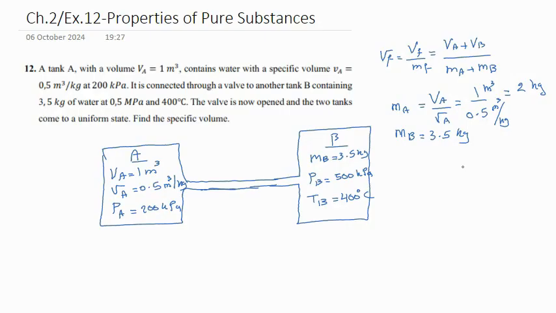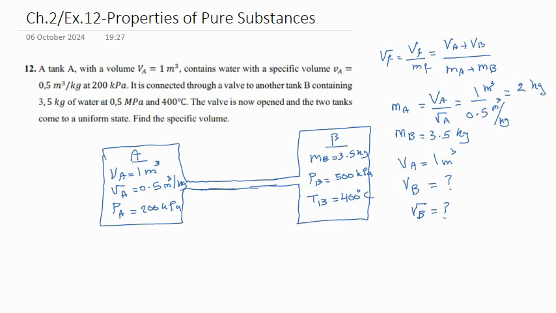Now let's work out the total volume. The volume A is given, so VA is 1 meter cube, but I don't have volume B. You may notice that the pressure of tank B and temperature of tank B both were given before the valve is opened, so we could work out the specific volume of tank B. And if we calculate the specific volume of tank B, then having the mass, I can work out the volume of B. So in order to find the volume of tank B, let's first find the specific volume of tank B before the valve is open.